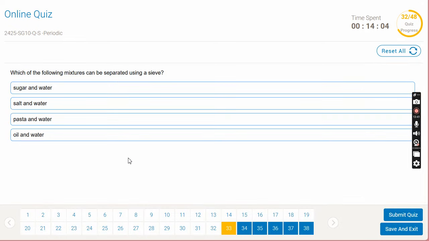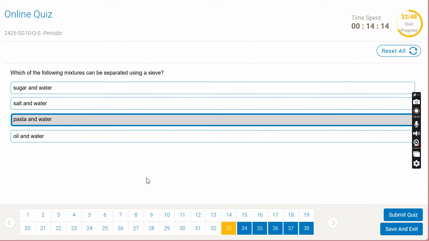Which of the following mixtures can be separated using a sieve? Now sieve, you can use it to separate 2 different sized particles or a liquid and a solid. So here, water and pasta. And they're different sizes, right? The water can just pass through and pasta is bigger, right? So it will stop the pasta.